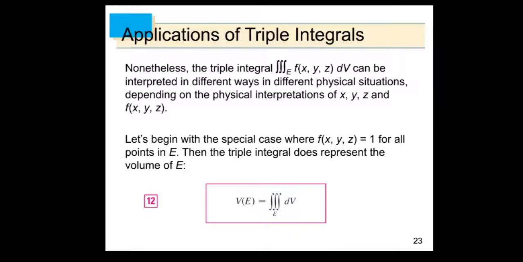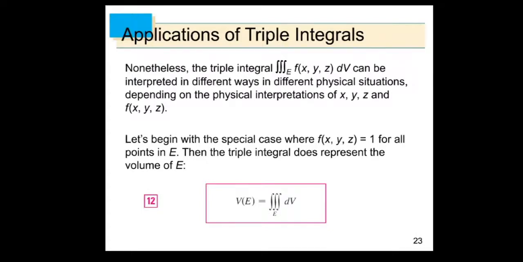Okay, so what do we have? The triple integral of f(x, y, z) dV over E can be interpreted in different ways in different physical situations, depending on the physical interpretations of x, y, z and f(x, y, z). Let's begin with the special case where f(x, y, z) is equal to 1 for all points in E. Then the triple integral represents the volume of E.